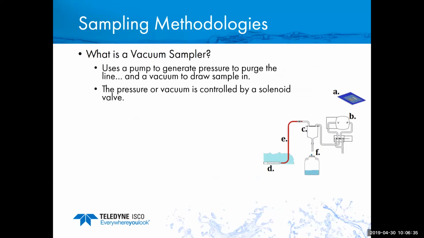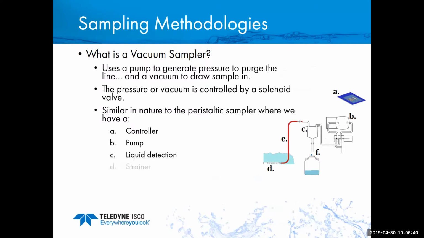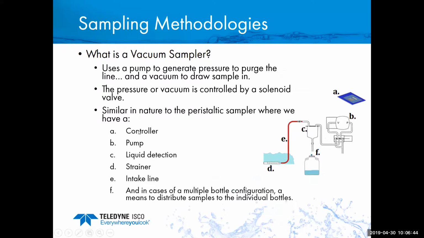Vacuum sampler works pretty much on the same principle. It has a lot of the same components, just a little bit different configuration. It does have a controller where all the logic is done, it tells it when to sample, how much to sample, all that kind of stuff. It has a vacuum pump, and the vacuum pump is what provides either the suction or the pressure to clear or bring water up the line.